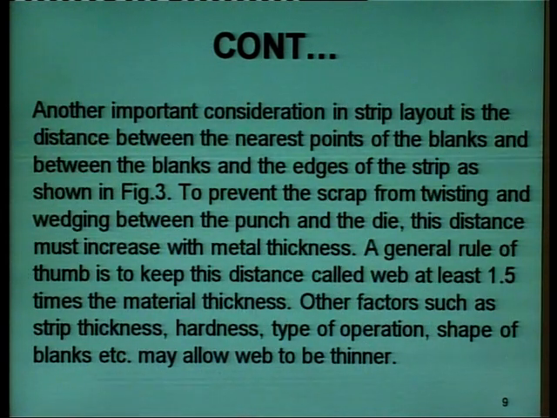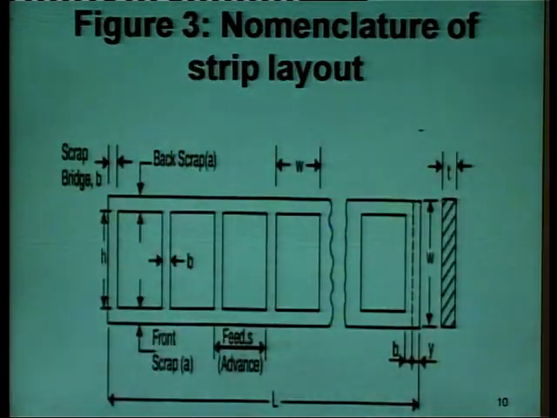Now, another important consideration in the strip layout is the distance between the nearest points of the blanks, meaning the distance between two blanks and between the blanks and the edges of the strip, as shown in figure 3. So, this is figure 3. The distance between the two blanks is denoted by B, which is called the scrap bridge, and the distance between the blank and the edge of the strip is called back scrap A or front scrap A.